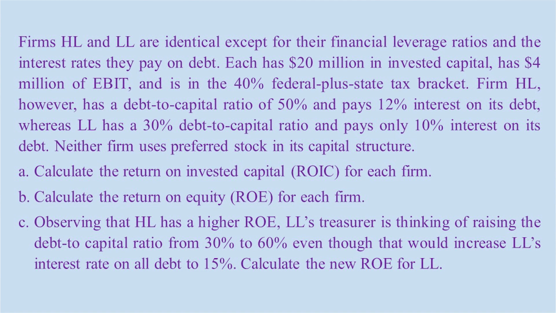Calculate the return on invested capital for each firm. Calculate the return on equity for each firm. Observing that HL has a higher return on equity, LL Strayer is thinking of raising the debt to capital ratio from 30% to 60%, even though that would increase LL's interest rate on all debt to 15%. Calculate the new return on equity for LL.